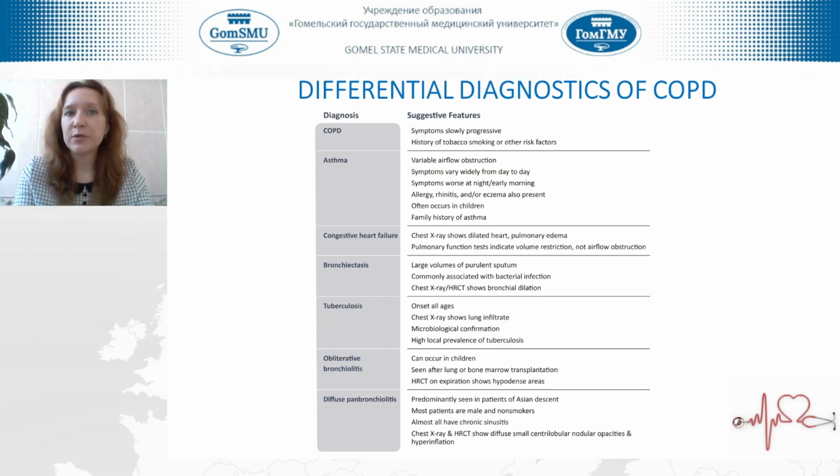Differential diagnosis of COPD is very important. If we don't know the reason, we can't give rational treatment. COPD, bronchial asthma, congestive heart failure, bronchiectasis, tuberculosis, obstructive bronchiolitis, and diffuse panbronchiolitis. This is the main diagnosis that we should differentiate between them. And here in the scheme you can see all the specific main symptoms for all these diseases. For COPD, these symptoms are slowly progressive, with history of tobacco smoking or other risk factors.